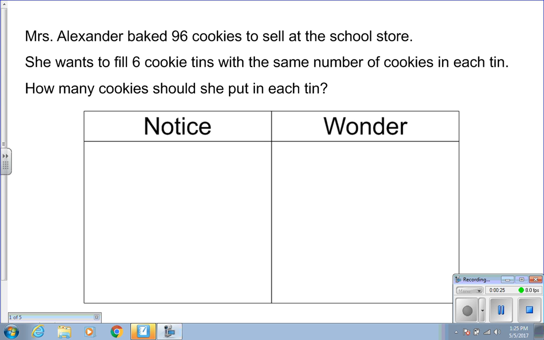Mrs. Alexander baked 96 cookies to sell at the school store. She wants to fill 6 cookie tins with the same number of cookies in each tin. How many cookies should she put in each tin?